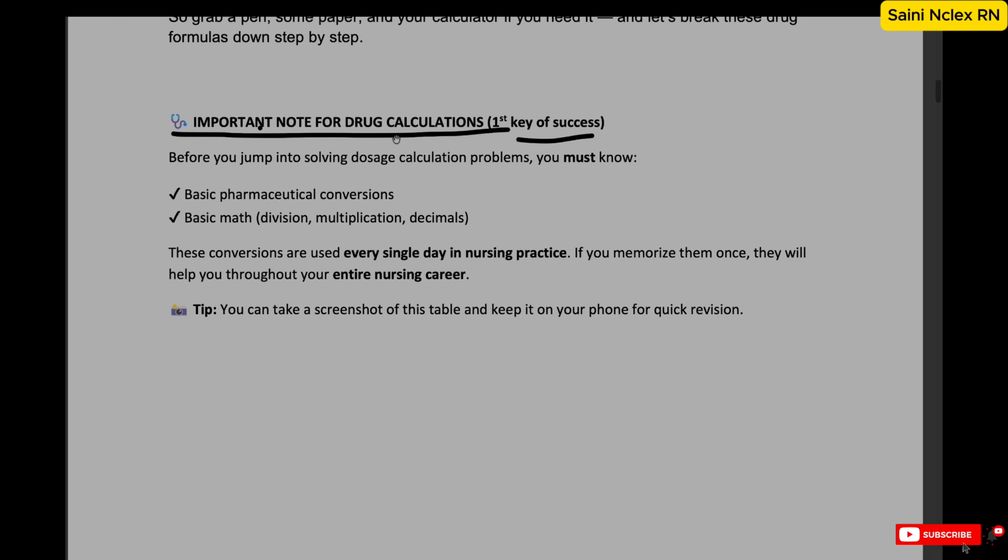An important note for drug calculation is the first key of success. Before you jump into solving dose calculation problems, you must know a few important things. The first one is basic pharma conversion rates, the second one is basic math. These conversions are used every single day in nursing practice. If you memorize them once, they will help you throughout your entire nursing career.